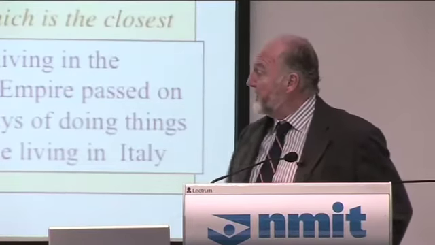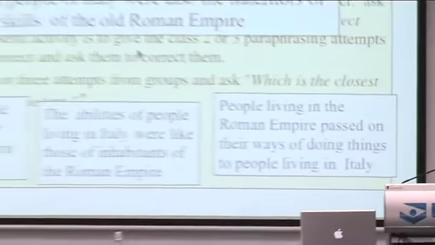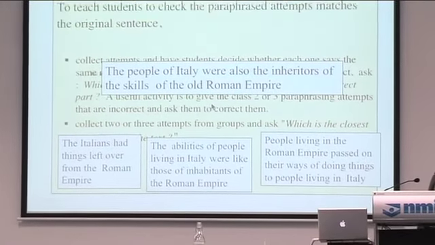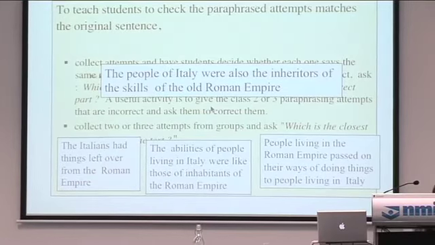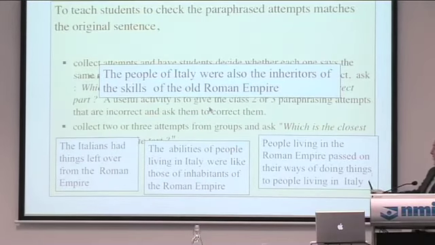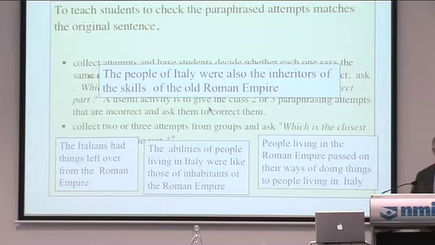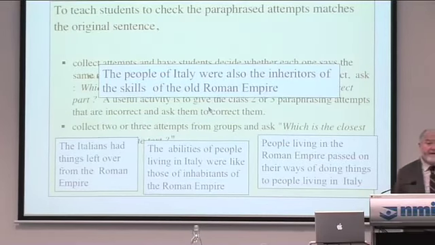So if we see that sentence we looked at before, the people of Italy were also the inheritors of the skills of the old Roman Empire. We've got three sentences there. The Italians had things left over from the Roman Empire. The abilities of people living in Italy were like those of the inhabitants of the Roman Empire. People living in the Roman Empire passed on their ways of doing things to people living in Italy. So which is the closest, do you think? Last one? What about the second one? Or the first one? What a great discussion we'd have. We're not going to, guys, but that's a good activity.